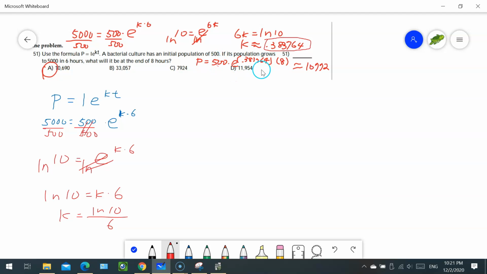So when I use a calculator to solve for these numbers, I have 500 multiplied by e to the power 0.383764, then multiplied by 8, it gave me about 10,772. I have tried many times. I just cannot get the 10,690 exactly from the answer choices here. So the closest answer here would be A. But in fact, the actual value is 10,772 for the final population at the end of the 8 hours.